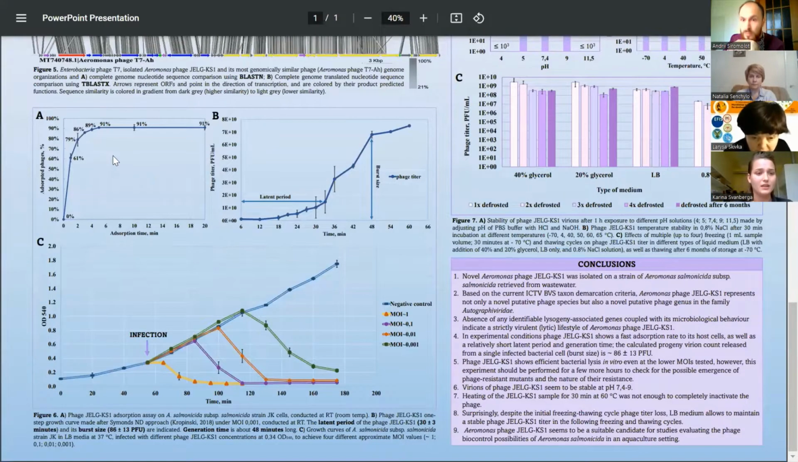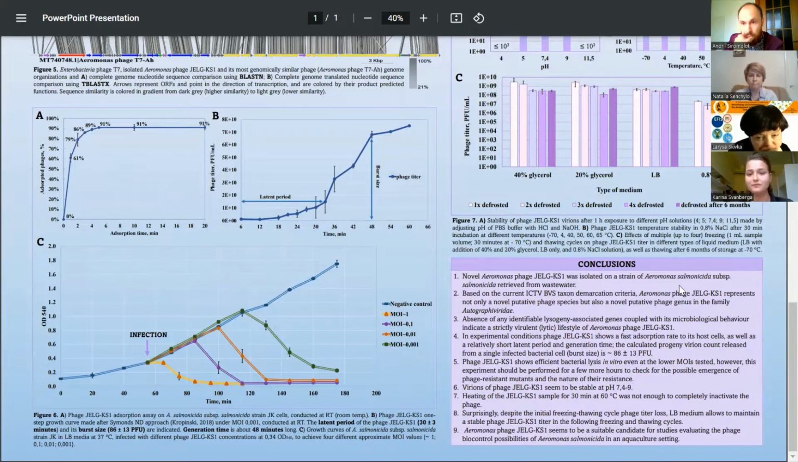So I made an adsorption test, and this phage actually shows pretty good adsorption capacity and time, as you can see here. And I also made a one-step growth curve, and the latent period of this phage is pretty low. It's about 33 minutes, and the burst size is 86 phage forming units per cell. And this phage also shows great ability to effectively lyse its host in vitro, even at low added phage concentrations, even at low multiplicities of infection, as you can see here.